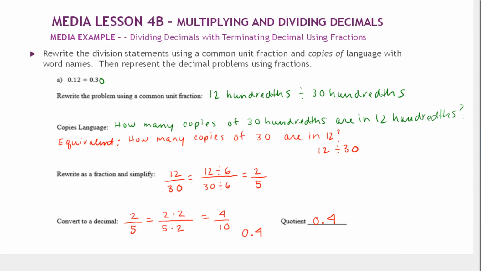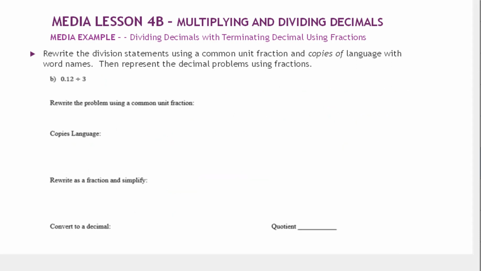We're going to look at one more in this manner and see if our pattern holds. So here we have 12 hundredths divided by 3. So I'm going to write that with a common unit fraction. So I'm going to need to go out to the hundredth spot. So we would say that this is 12 hundredths divided by, well, 3 is equivalent to 300 hundredths.